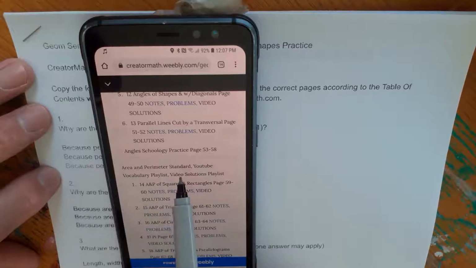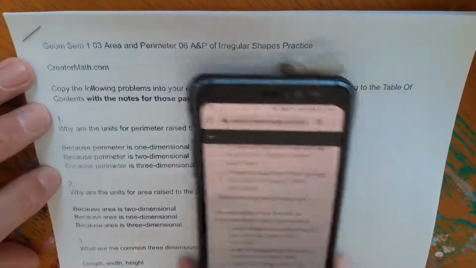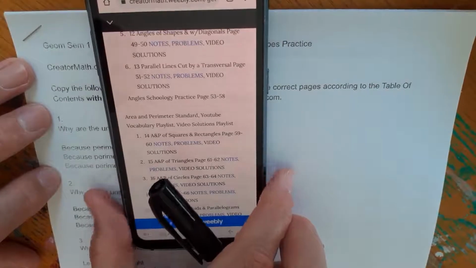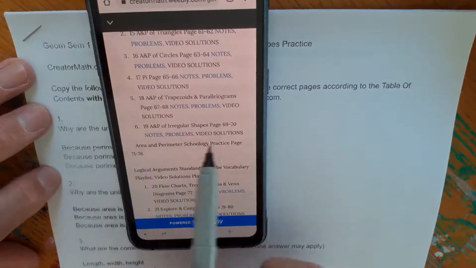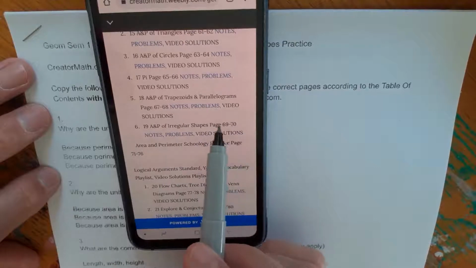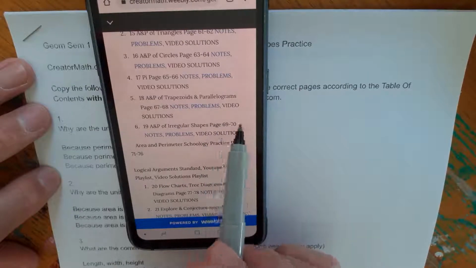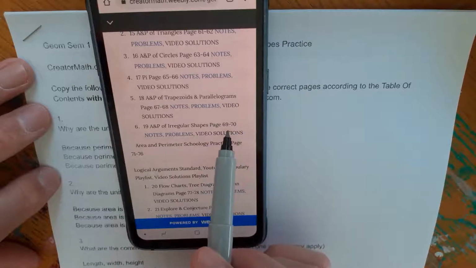So this is area and perimeter we're in. We're looking at lesson number 6. So area and perimeter, lesson 6, these are the pages that these notes go on in your comp book. Please don't use this video to track the pages. Go back to the original table of contents. I'm just showing you that they're in there.